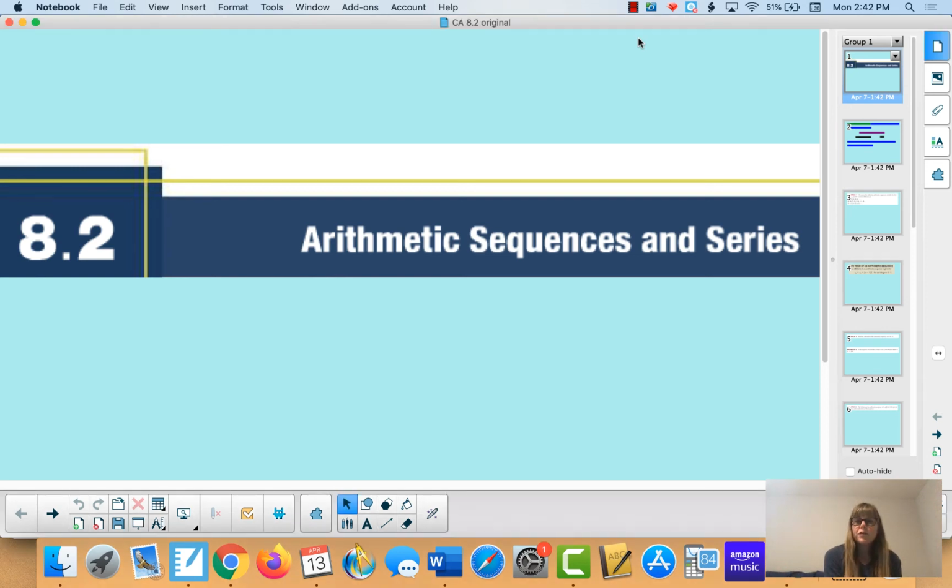So in this section, we're going to go over arithmetic sequences and series. We're going to talk about what an arithmetic sequence is, and we're going to look at the formula for finding the different terms in an arithmetic sequence, and we're going to look at a formula for finding arithmetic series, or the sum of those terms in an arithmetic sequence.